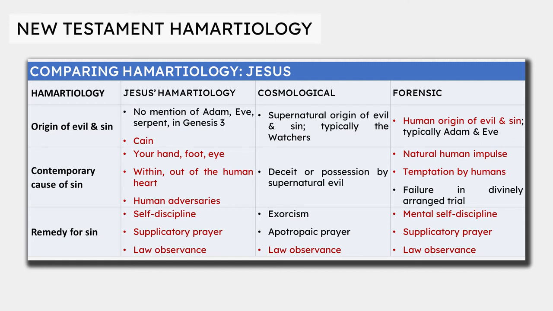When Jesus speaks of remedies for sin, he has three solutions. One solution is personal discipline, using language such as "cut off your hand or foot," or "pluck out your eye" in Matthew 5:28-30 and Mark 9:43-47. Another solution is the law of Moses. So Jesus says, quote, "it is written," end quote, in Matthew 4:4-10 and Luke 4:4-12, citing Deuteronomy 6:13-16 and Deuteronomy 8:3.